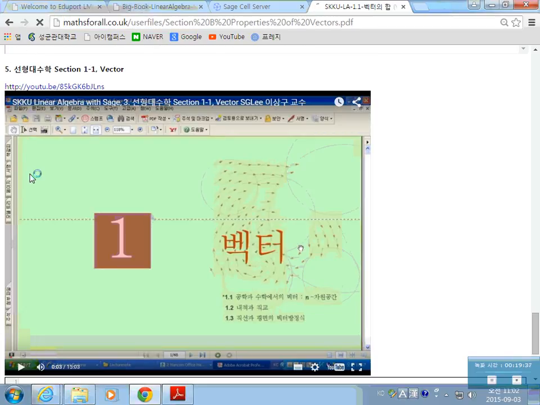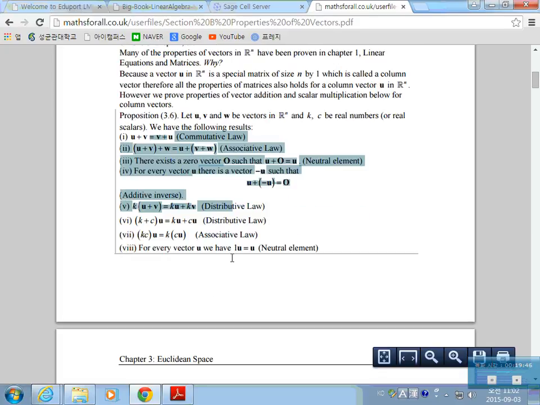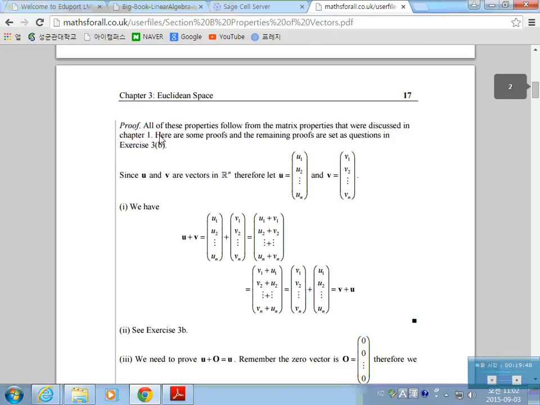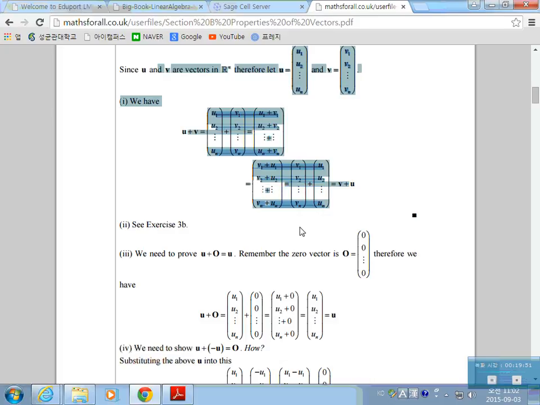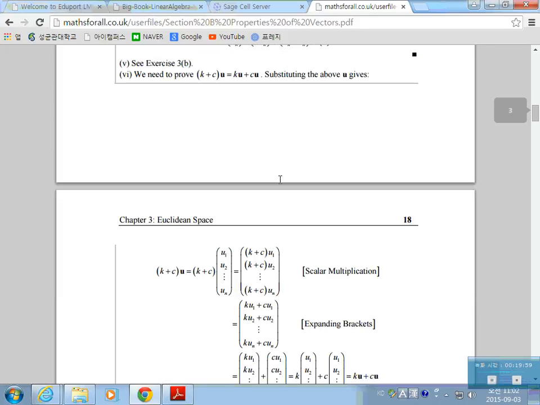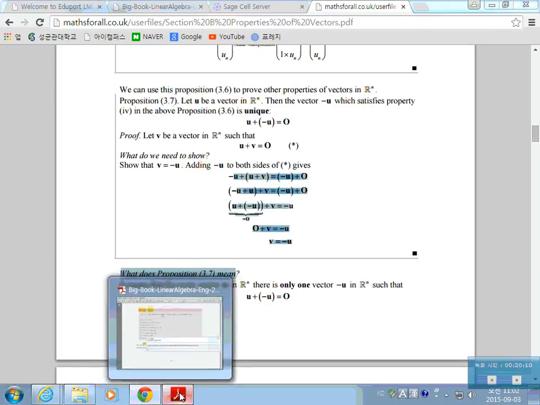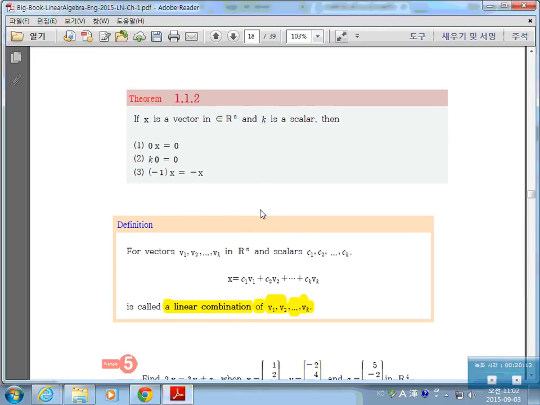These are the properties of vectors that I introduced to you, and this is the detail of the reason why they hold. It's just a simple computation to check. The only difference is that it works for vectors in n-dimensional space. That's the only difference, but all the processes of reasoning are the same as before.